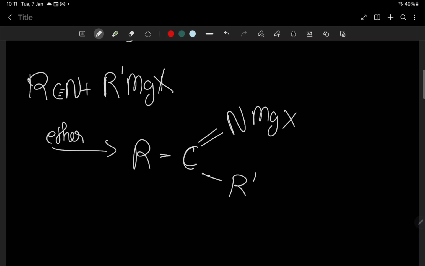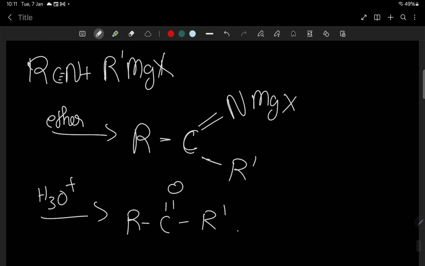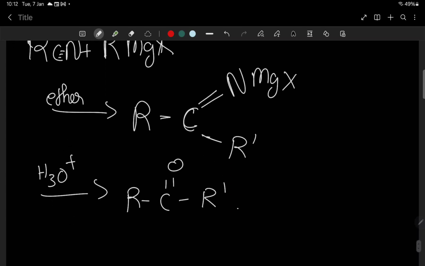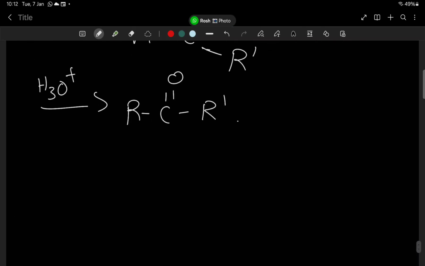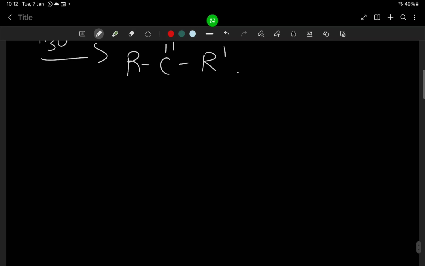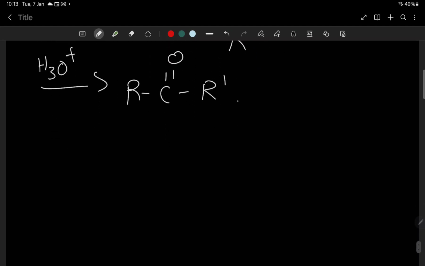Now what we get? If we hydrolyze with H3O plus, we get a ketone, that is RC double bond O R dash. So we get a ketone. So 2 methods using Grignard reagent. Grignard reagent is an important thing while preparing aldehyde or ketone. So accordingly we get the product as per the Grignard reagent we are using.